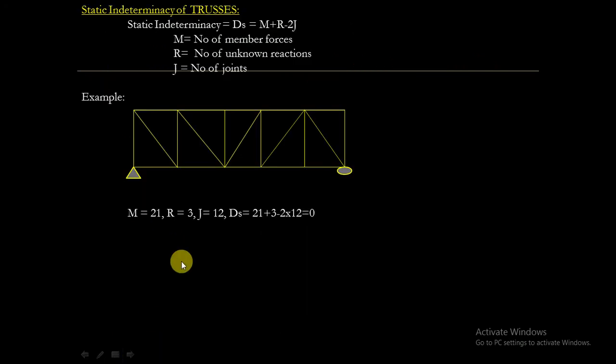Let us see the static indeterminacy of the trusses. Static indeterminacy of the trusses is given by m plus r minus 2j. m is nothing but the number of members, that is the number of member forces. r is the number of unknown reactions, and j is the number of joints.